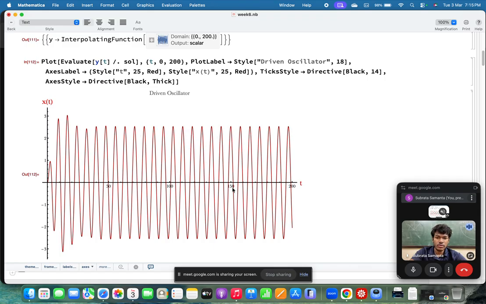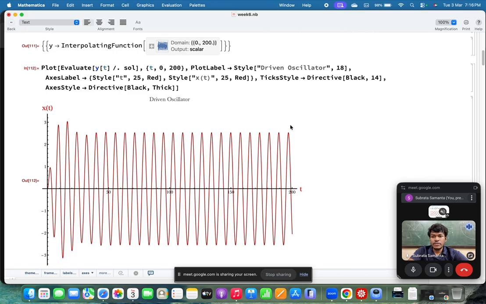If you closely look at 150 to 200, you can see the steady state. The amplitude is almost constant. That means the system reached the steady state solutions after around, let's say, 150. So this is the displacement, and this is the plot.